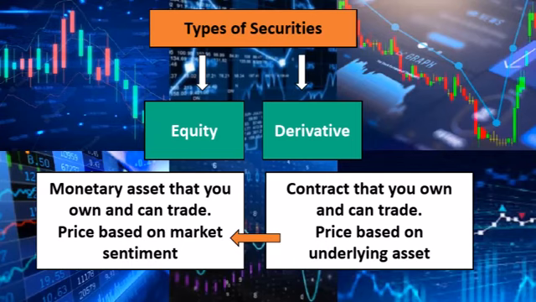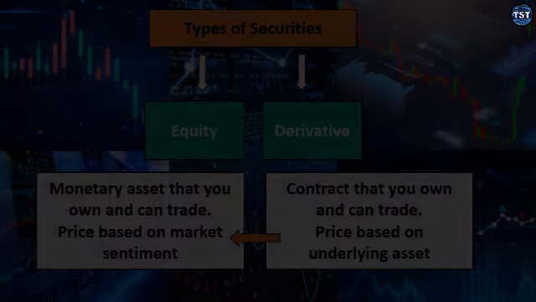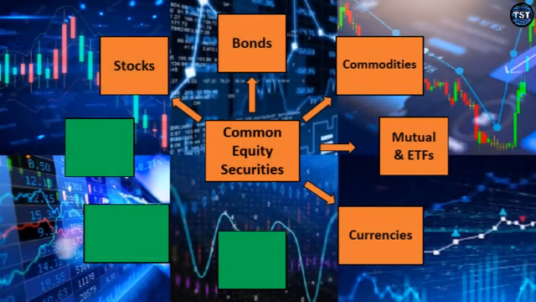While you trade equity securities as a product, you trade derivatives as a contract. Equity securities are usually traded through an exchange, whereas derivatives can be traded either through an exchange or in over-the-counter transactions. However, you need a broker for both types of trades. The five major classes of equity securities are stocks, bonds, commodities, mutual and exchange-traded funds, and currencies.